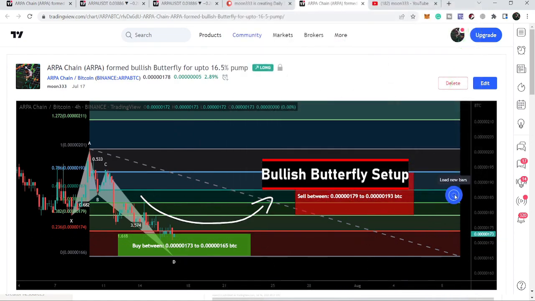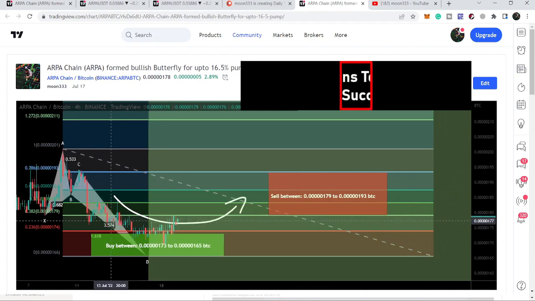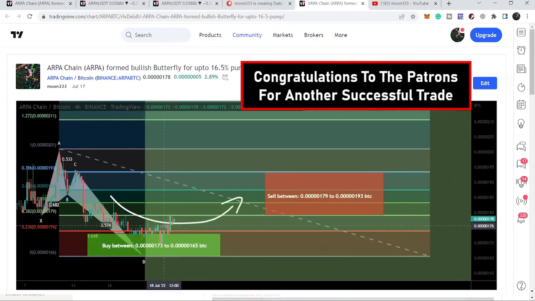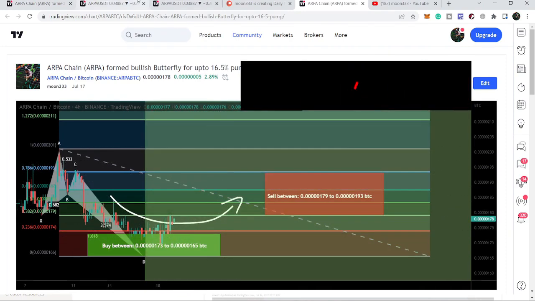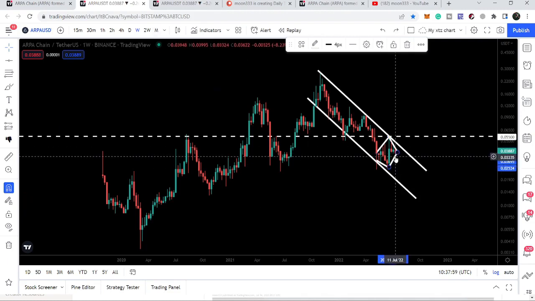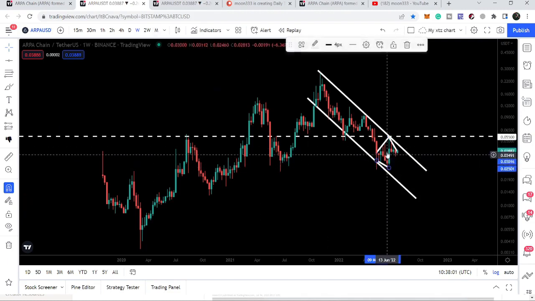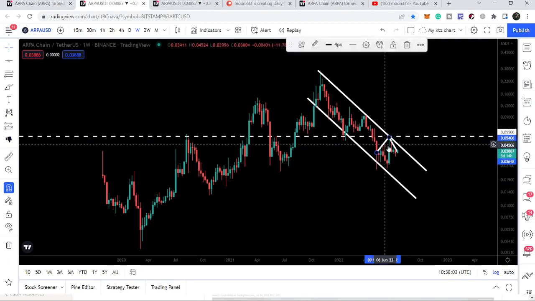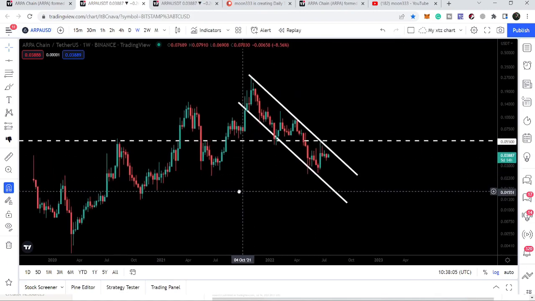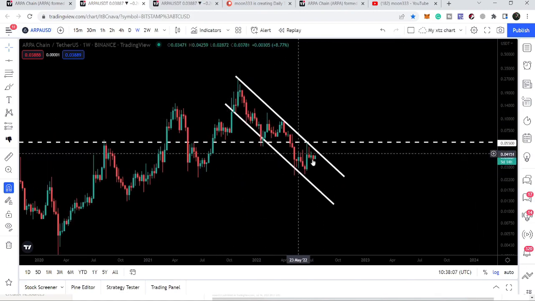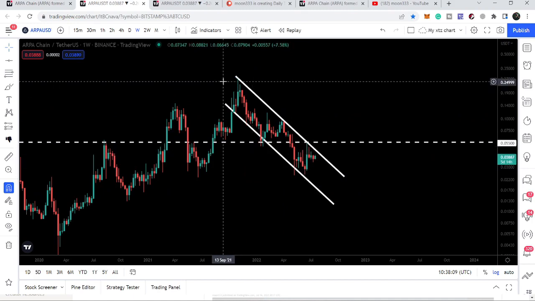And after playing this chart, we can see that the price line has reversed. It bounced from this potential reversal zone, and it has hit this sell target. But I am expecting that this move can be a bigger one, because at the same time, if we take a look at this weekly time frame chart, then ARPA chain is moving inside a very big down channel, and we are very close to the resistance of this down channel.